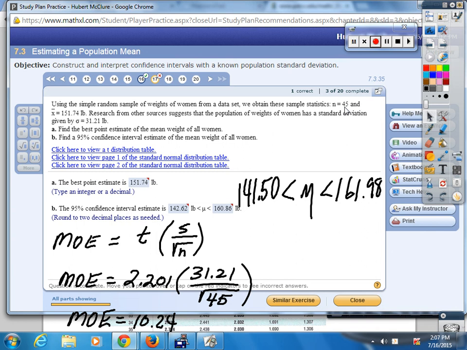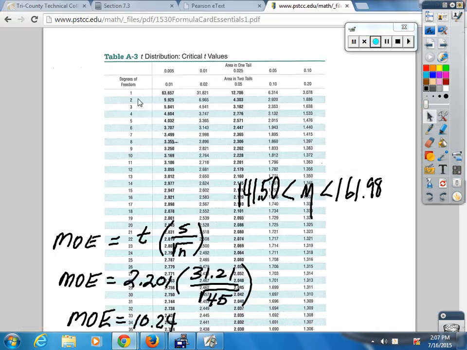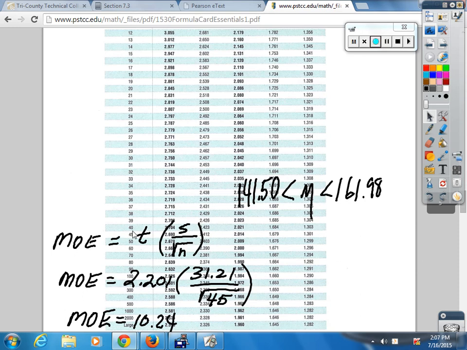What's the degrees of freedom? 44. So we've got to go back to the table and do 44. And 45 is right here. So that'd be 2.014 instead of 2.201. So that was my mistake. I forgot to tell y'all to do that. Have a good day. Get mad and leave. All right, I done lost it. 2.014. Now do your math. 2.014. It's right there.